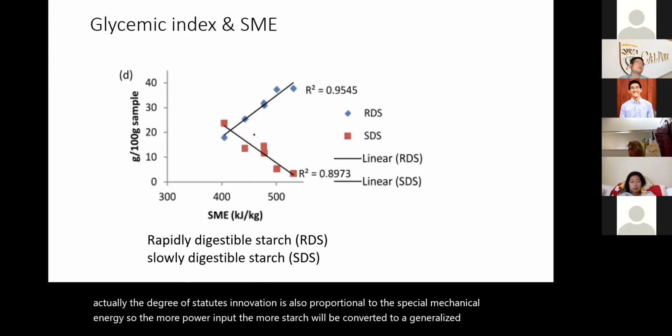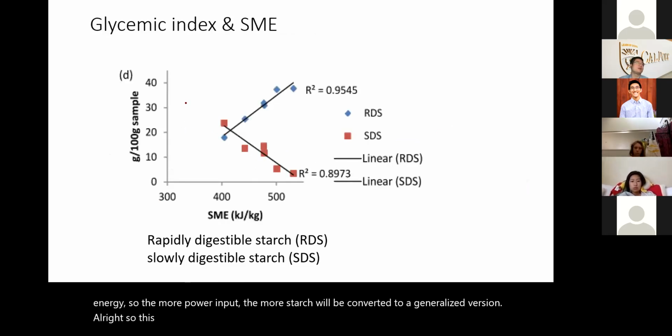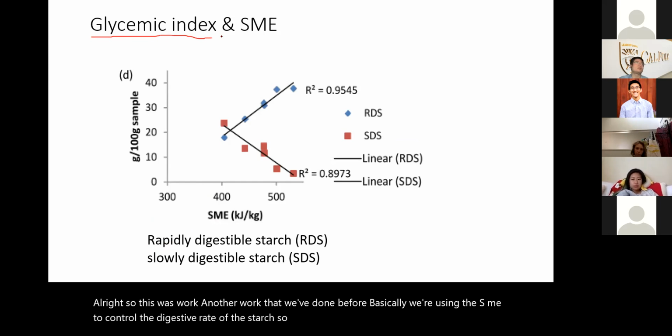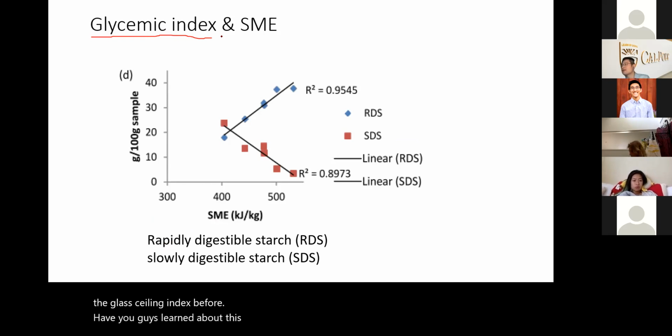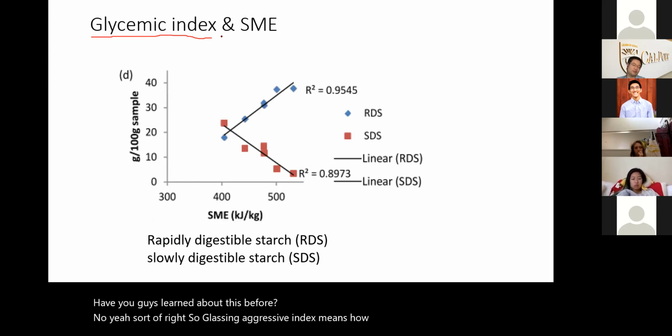All right. So this was another work that we did before. Basically, we were using the SME to control the digestive rate of the starch. I'm not sure if you guys have heard about the glycemic index before. Have you learned about this before? No. Yeah, sort of, right? So glycemic index means how fast the starch is converted to sugar in your body.